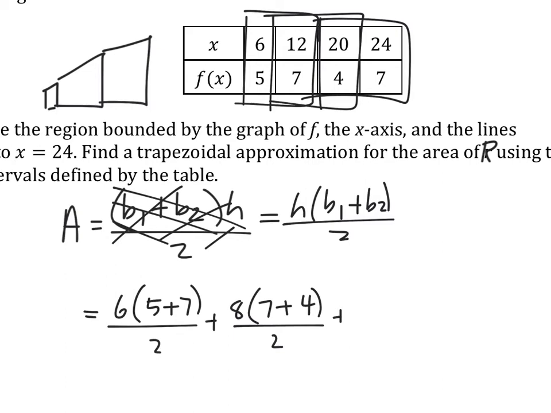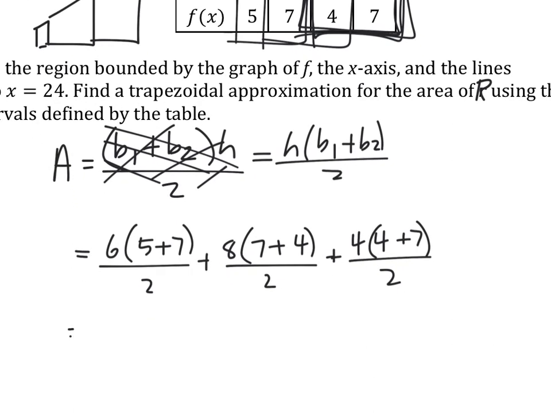Okay, let's look at the third interval between 20 to 24. Okay, the height or the width is 4. Base 1 is 4 and base 2 is 7, over 2. So you just have to calculate that. Let's see. So 36, plus 44, plus 22.